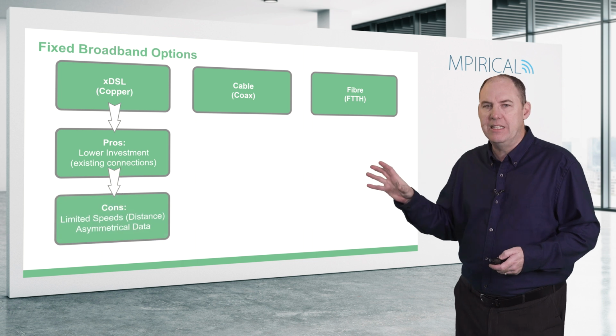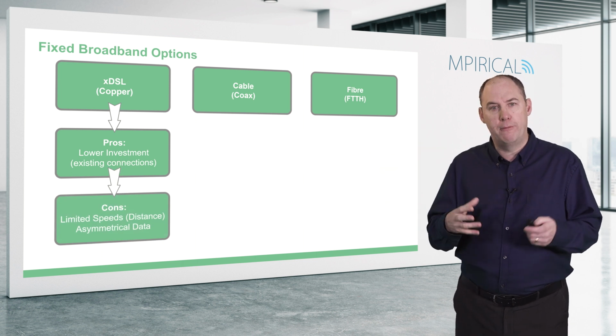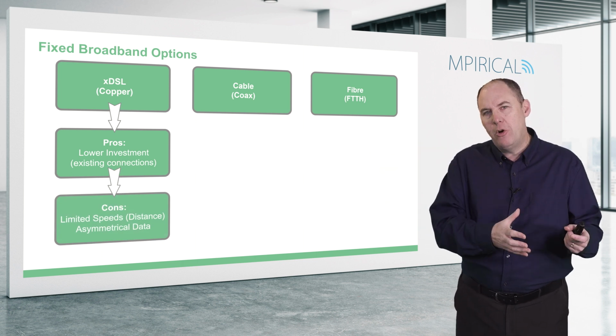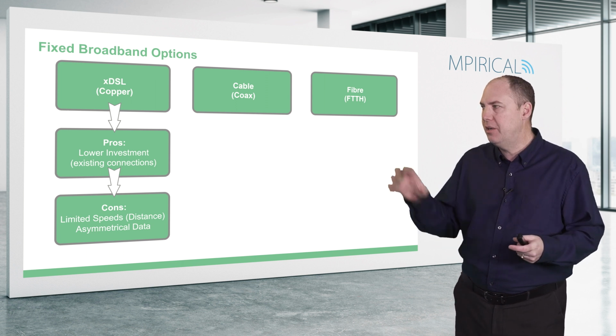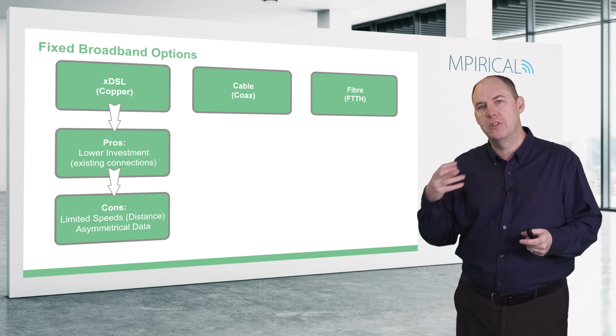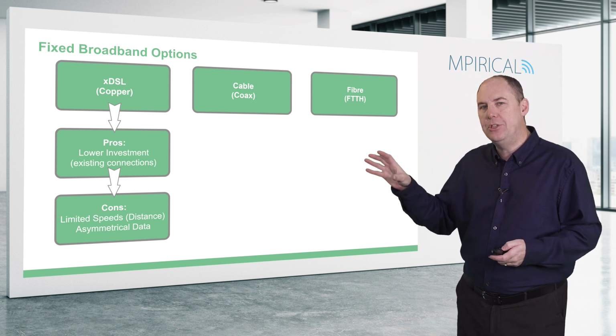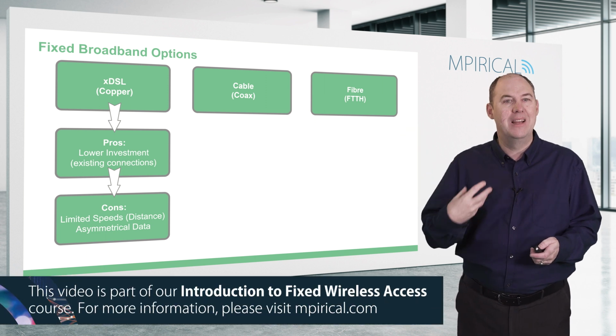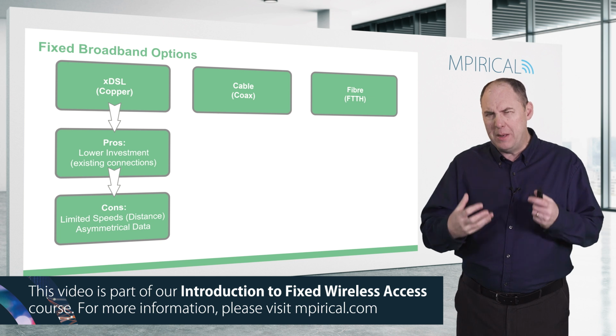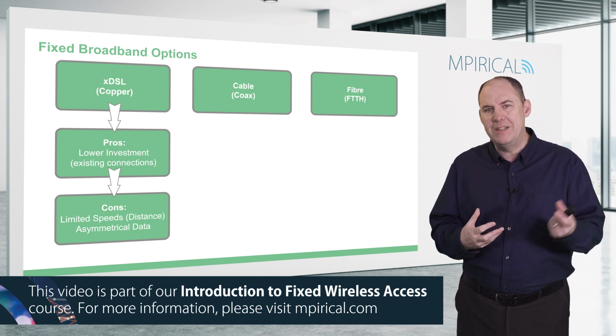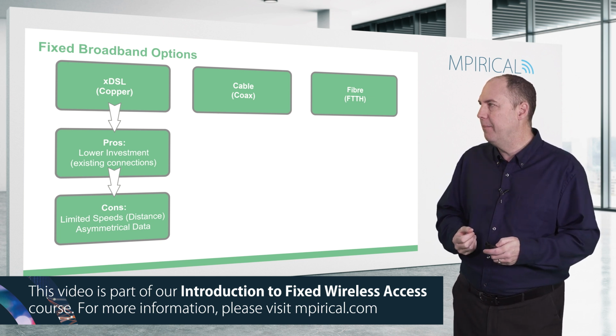The disadvantage is typically related to the performance. So depending on your distance from the local exchange, depends on the actual throughputs, the speed that you get. In addition, it's very asymmetrical in terms of downlink, uplink. And again, it could be quite drastic, the difference between what your downlink rate and your uplink rate is.